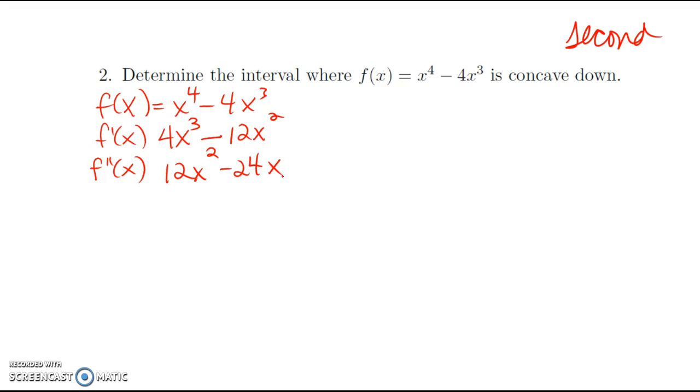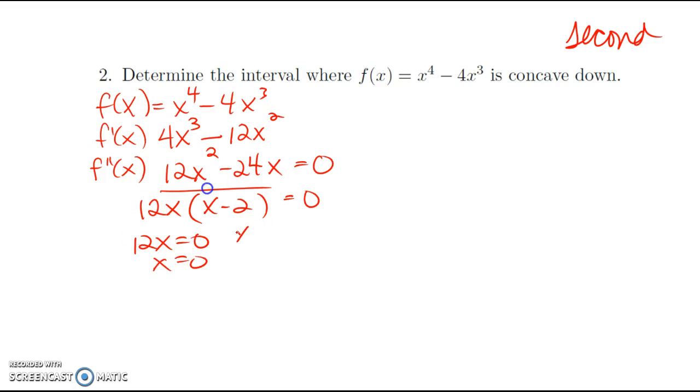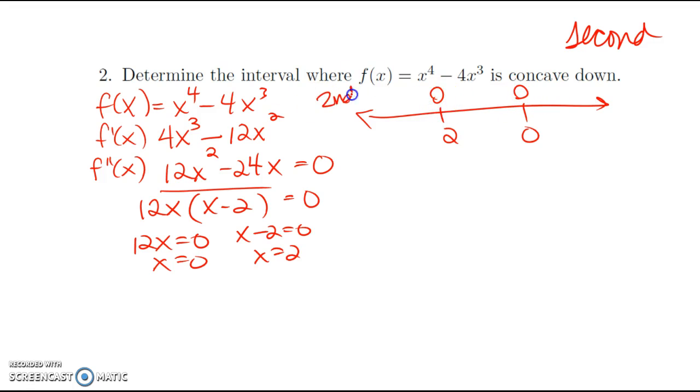Now, I always like to find out where it's 0 and figure it out on the number line. So if I try to figure out where it's 0, what I'm going to do here is actually factor it. I'll pull out a 12x, right? And I'm left with x minus 2. Well, this is 0 at 0, and it's 0 at 2. So on our number line, I have a 0 and a 2. That means at these points, it's an inflection. So my second derivative, right, is 0. So I'm going to find out where that second derivative is negative, if it's concave down.